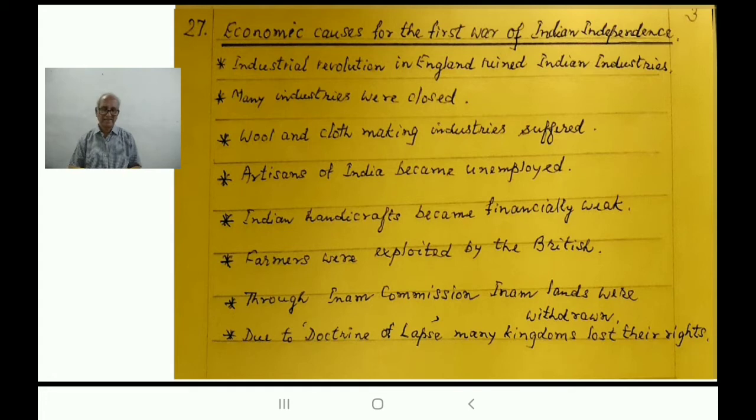Wool and cloth making industries suffered here. Actually, every village was getting the cloth ready, whatever was required for its people. Now, wool and cloth making industries suffered here because clothes that were coming from Europe, England, were of fine quality. They were machine made. Artisans of India became unemployed. When people started purchasing those, automatically unemployment got generated. People lost jobs, artisans lost jobs. People lost interest in that.